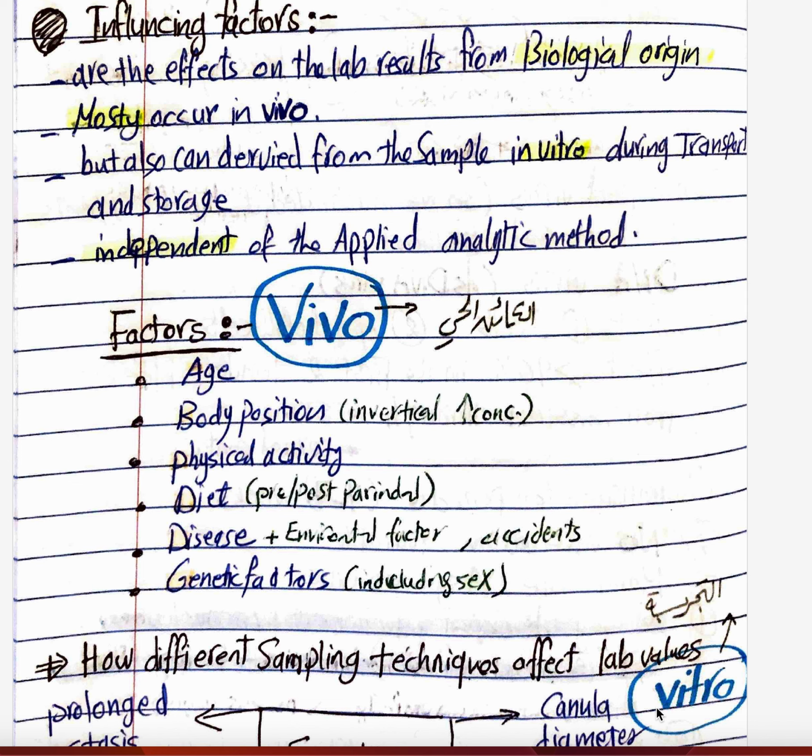Other thing, body position. Sometimes when you are vertical, the concentration increases. Physical activity, whether you exercise or not. Diet, whether the sample is postprandial or preprandial, which affects the lipid in the sample. Disease, maybe this person has a disease, or environmental factors or accidents, or maybe it is due to genetic factors. So all these factors are under the influencing factors, and we said that they are mostly in vivo.